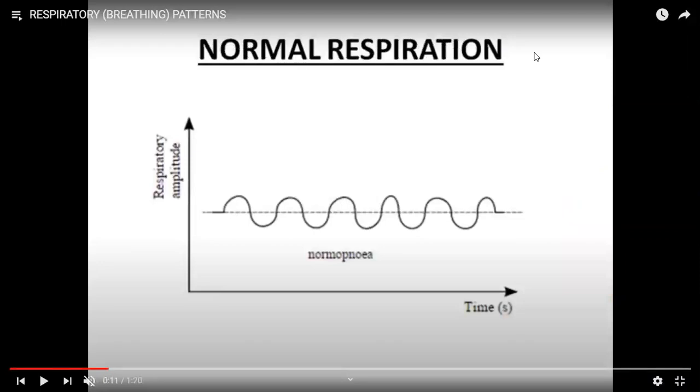Now, this is how the normal respiratory pattern looks. You see a sinusoidal curve. We have the respiratory amplitude on the y-axis and the time on the x-axis. So you have this wavy, uniform pattern here. This is known as eupnea. Like normal breathing.